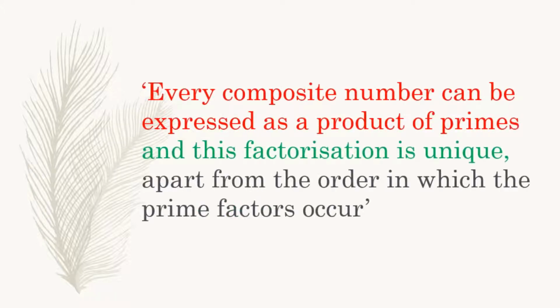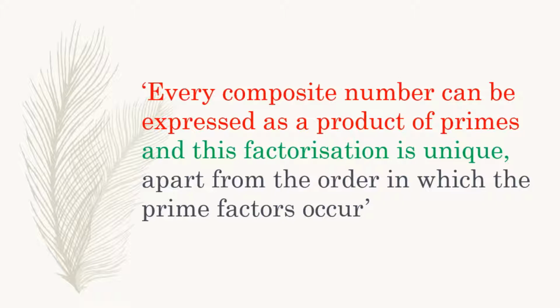Fundamental theorem of arithmetic. Its statement goes as follows. Every composite number can be expressed as a product of primes, and this factorization is unique apart from the order in which the prime factors occur. So every composite number can be factorized or expressed as a product of primes, and this factorization is unique apart from the order in which the prime factors occur.